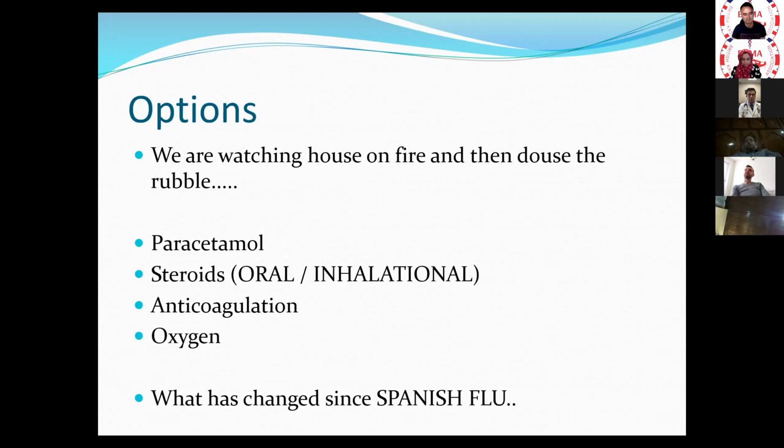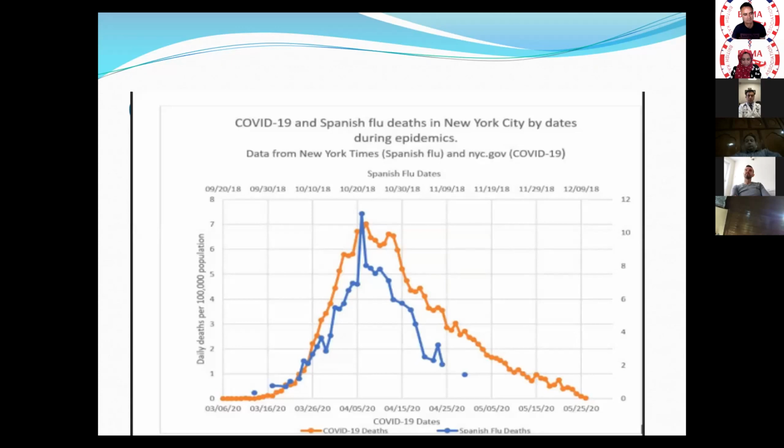So our options remain in this pandemic very few. We are watching the house on fire and then we douse the rubble. Have we changed anything from Spanish flu? Paracetamol, oxygen, rest, hydration. This was in Spanish flu. And as Dr. Farooq rightly mentioned, the trial which came from Oxford, the steroids, which made a big change, and anticoagulation for the immunothrombosis in these patients, yes. But until and unless we study the past, we cannot resurrect the future. We cannot create new options.